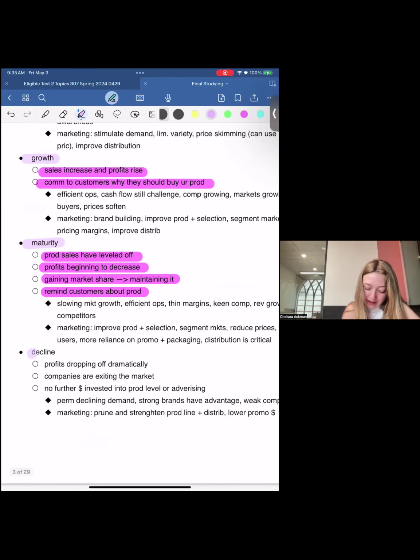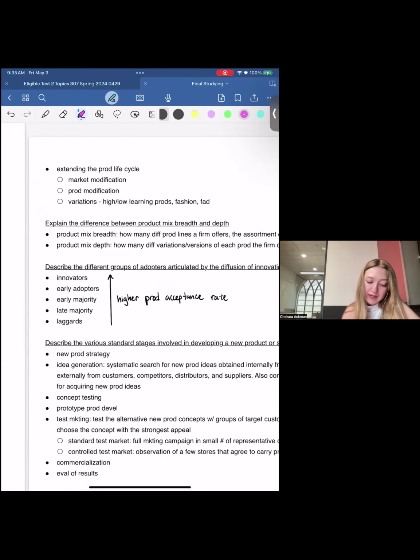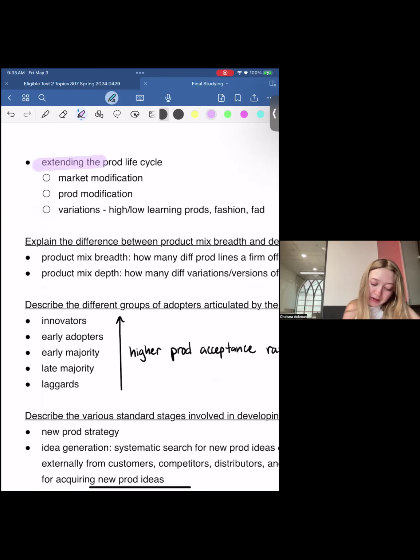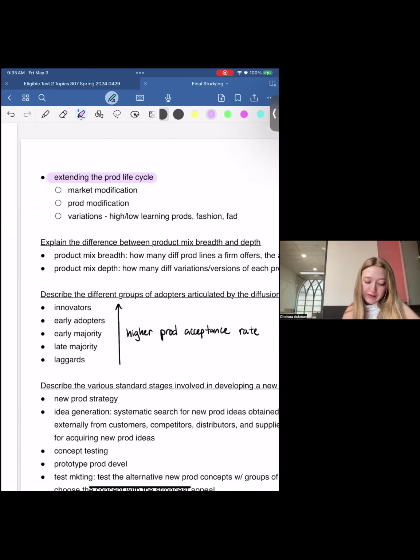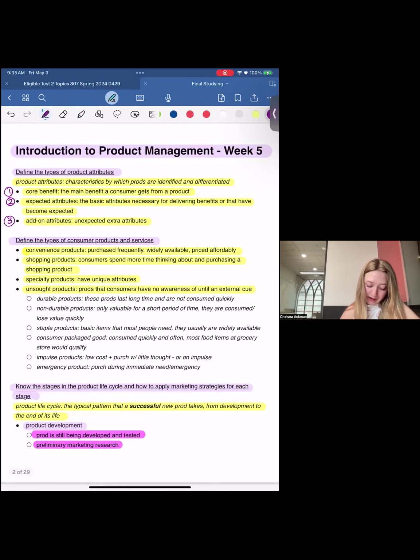Then we have decline, where profits are dropping off dramatically, companies are exiting the market, and no further money is invested into product advertising or just anything really about the product. And then lastly, we have extending the product life cycle. I'm not going to talk a lot about that, but you can do different things to extend the product life cycle. And then once again, I'm going to go back and number these.